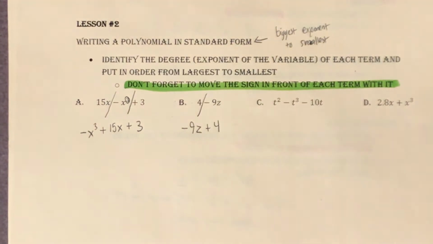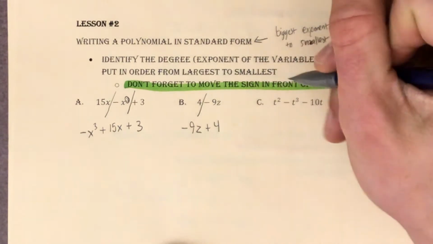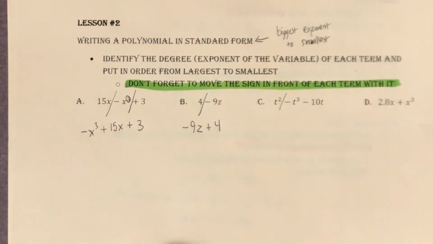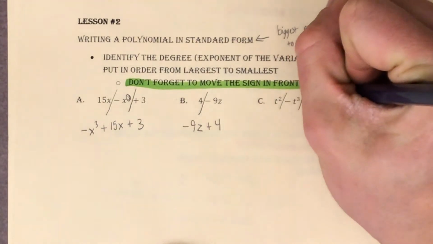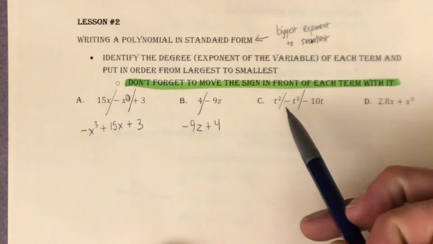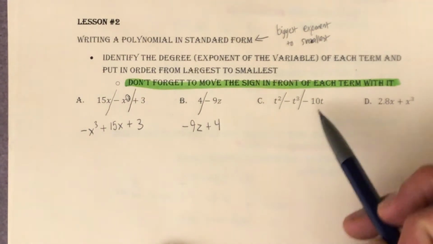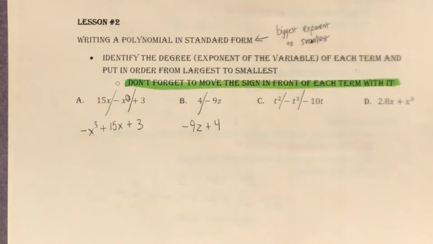So I'd encourage you now at this point to try example C on your own, then check your answer with mine. So example C says t squared minus t to the third minus 10t. So first thing I want to do, go in and divide up my terms by putting slashes in front of any plus or minus signs that I see. So first minus sign I see is right here. There's my slash, so my first term is t squared. Next sign I see is another minus sign. That's right there, so there's my next slash. Negative t to the third is my second term, and then negative 10t is my third term. So three terms, that means it is a trinomial.